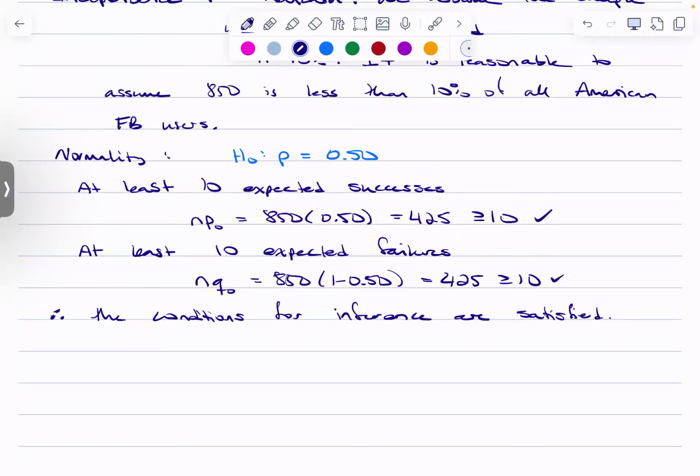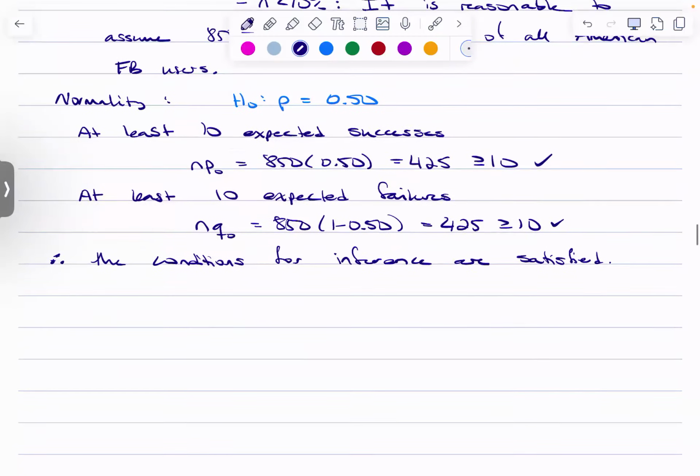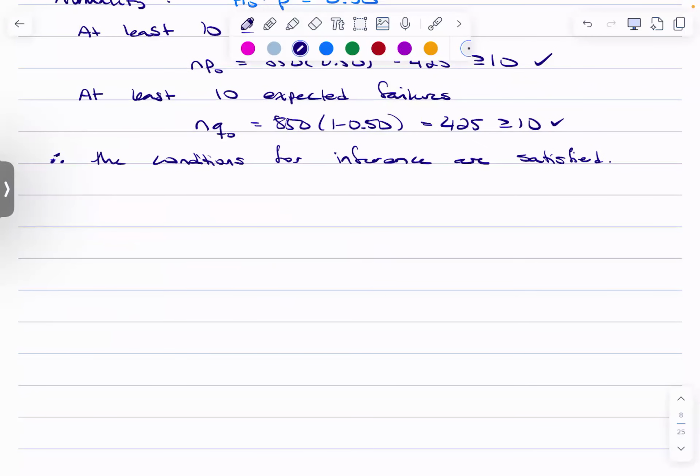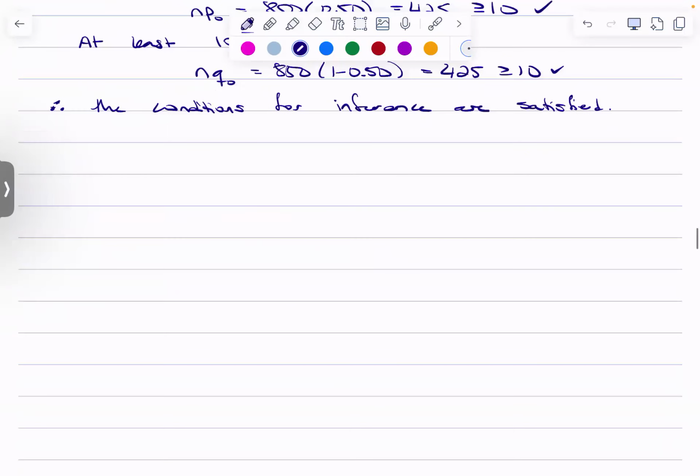Okay. So, conditions. Boring. How about the alternative hypothesis? I'm trying to decide what I can squeeze in. I think we can do it. So we have 3 options for HA.